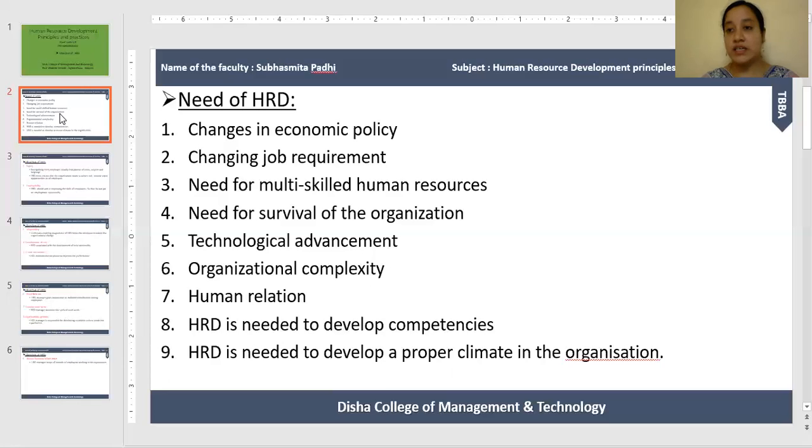So for that reason, the organization also wants to develop its human resource, to make the employees comfortable to meet the changes and the increased job responsibility, so that they are able to perform a number of tasks at a time. So for that reason, they also require the concept of human resource development. The next need for HRD in an organization arises due to the survival of the organization.